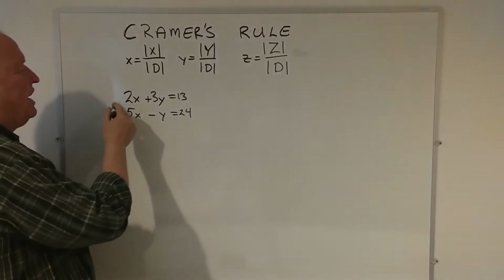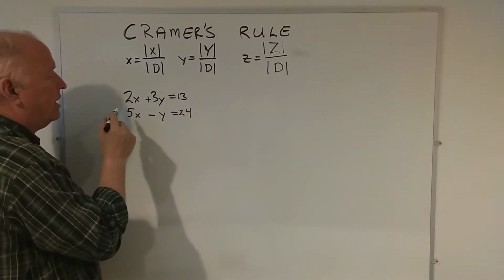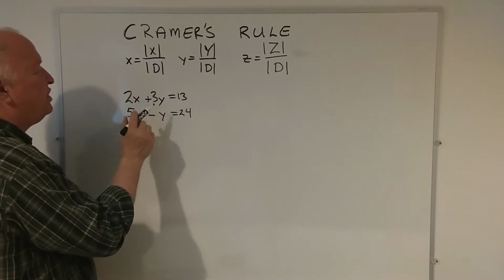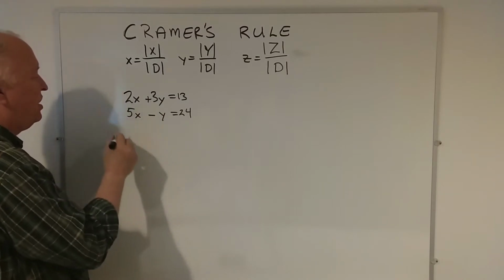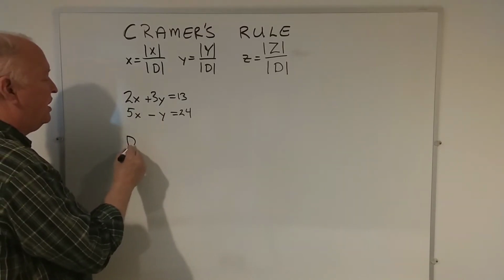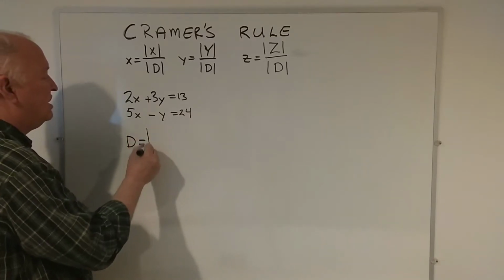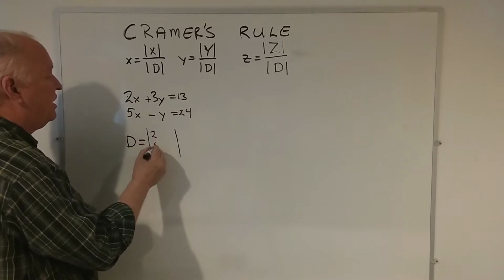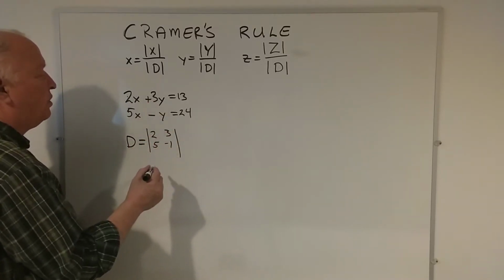When I have a system of equations, I make one matrix for each variable plus a third denominator matrix. So here are the matrices you make. First, you have a denominator matrix, which is 2, 5, that's the x, 3, -1, that's the y's.